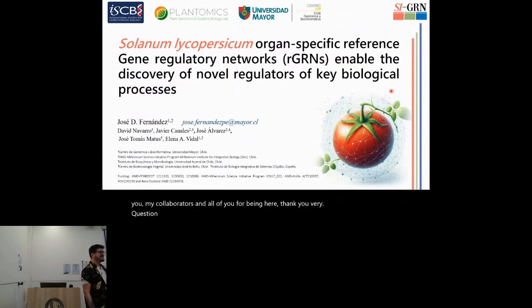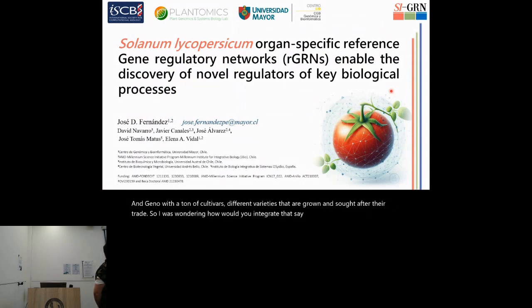I was just wondering, not so much a specific question, but in the latest years we have seen that tomato is one of these crops that has a pangenome, with a ton of cultivars, different varieties that are grown and sought after for their traits. So I was wondering, how would you integrate, let's say, these pangenomic resources into your work on the networks?